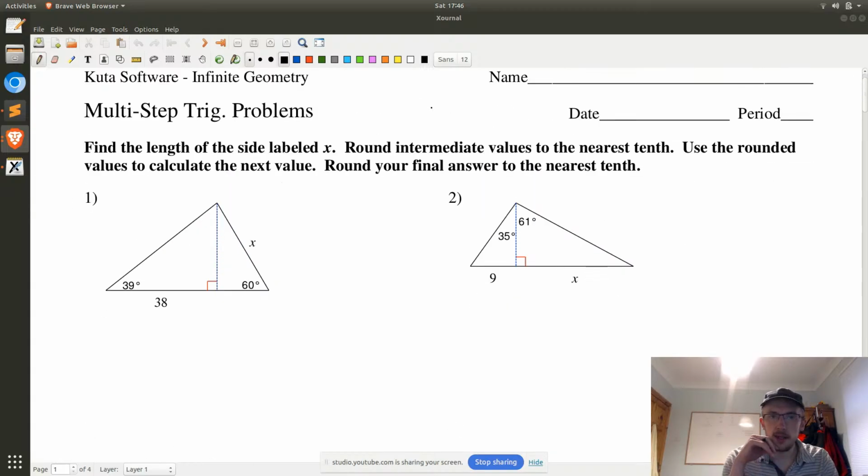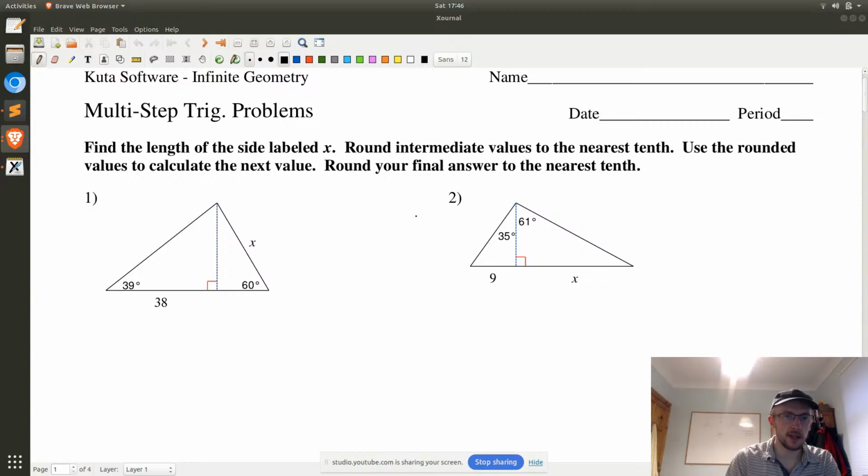Find the length of the side log x, round intermediate values to the nearest tenth. Use the rounded values to calculate the next value. Round your final answer to the nearest tenth. So I've already stated that I disagree with this. Rounding intermediate values is bad. You should only round your final value. So I will be off by potentially a few tenths, but it doesn't really matter so much.